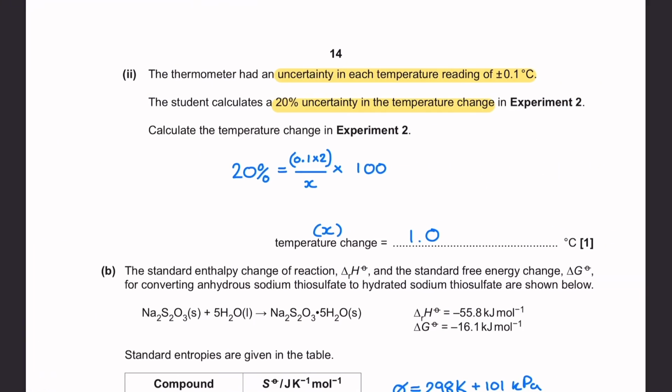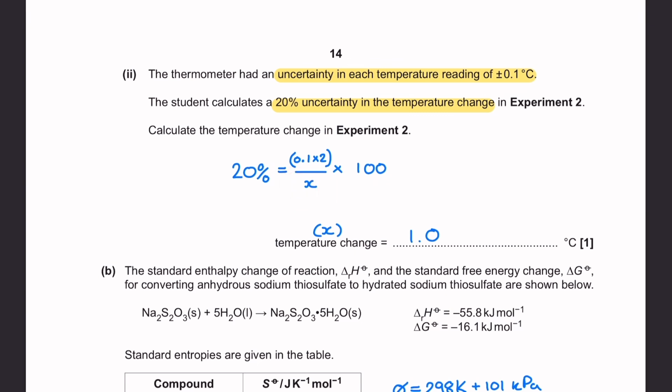Moving on to the next part, the thermometer had an uncertainty in each temperature reading of ±0.1 °C. A student calculates a 20% uncertainty in the temperature change in experiment 2. Calculate the temperature change in experiment 2. I have never, or at least I can't remember, seen a rearrangement of the percentage uncertainty calculation. Here, what we've got is percentage uncertainty equals the plus minus value over the reading times 100, and it's the reading, the delta T, that we need.